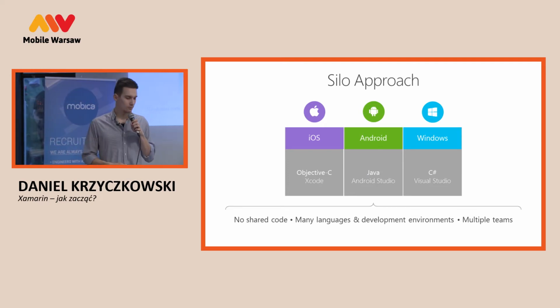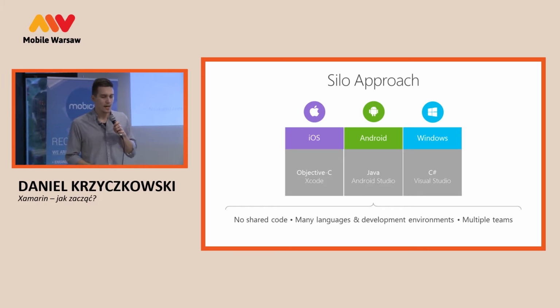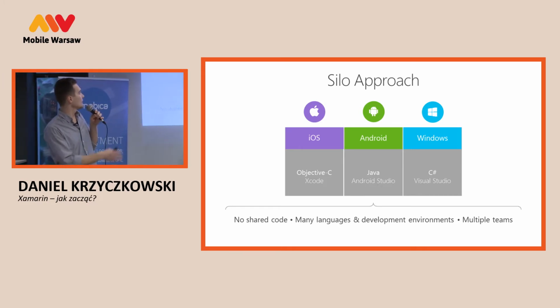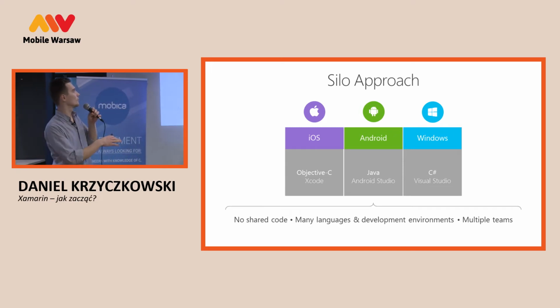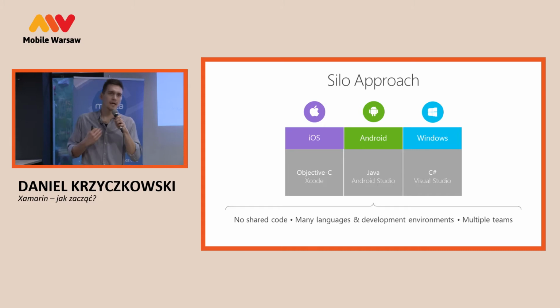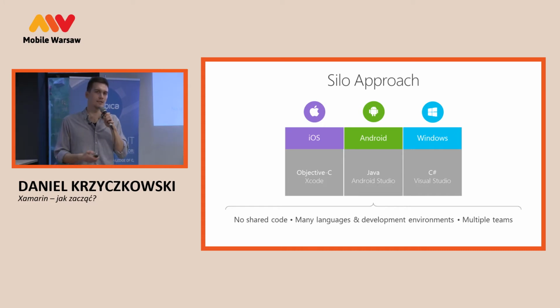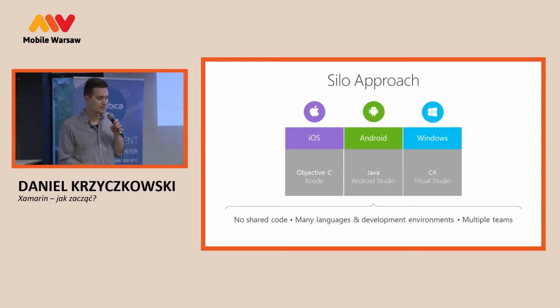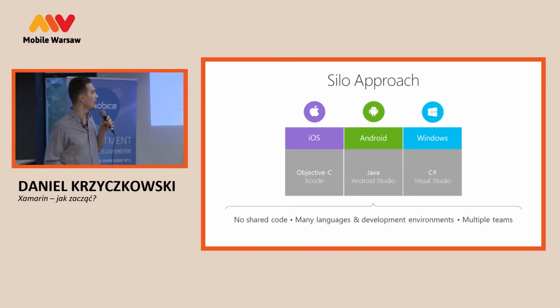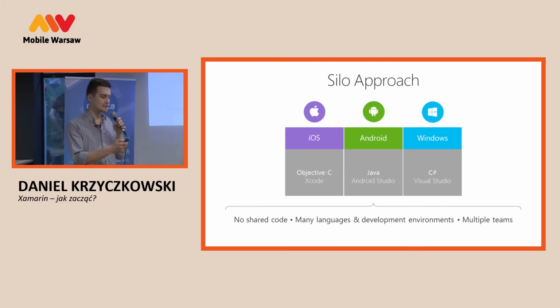Everyone here knows that's the silo approach, and this is the basic approach when we are creating iOS applications with Objective-C and Swift using the Xcode environment. For Android, we are using Java and Android Studio, and for Windows, of course, C# and Visual Studio. And that's great. If you decide that you would like to use this approach, that's your decision. If you have free developers and budget for this application, it's good. And you can, of course, craft this application to perfection, just to clarify.